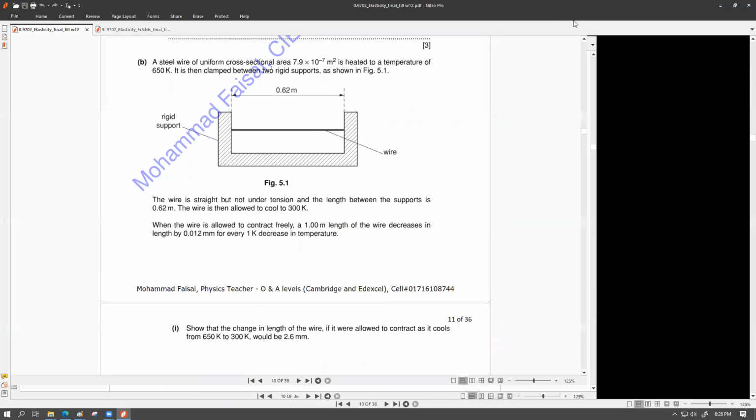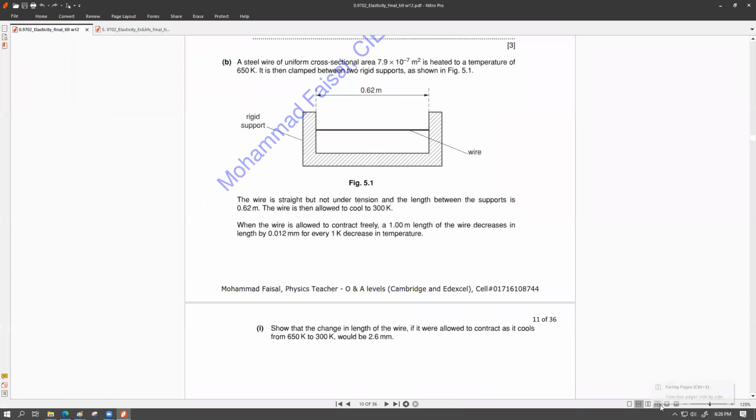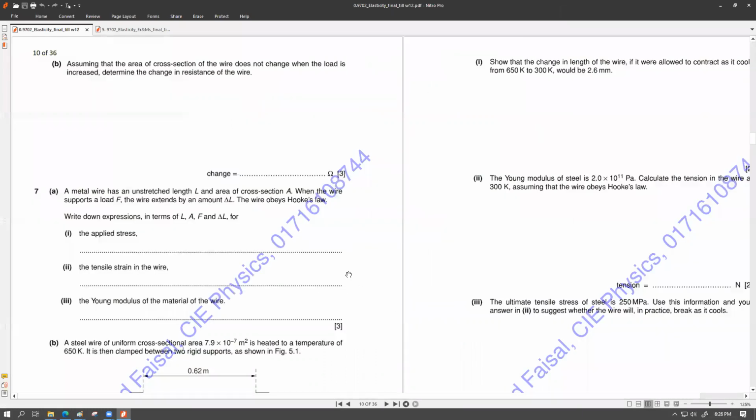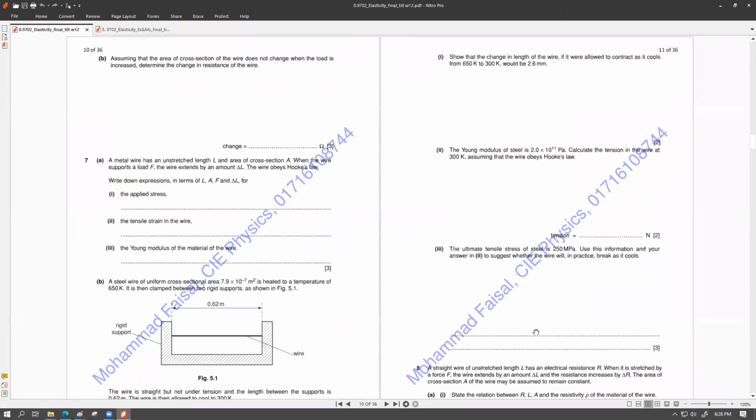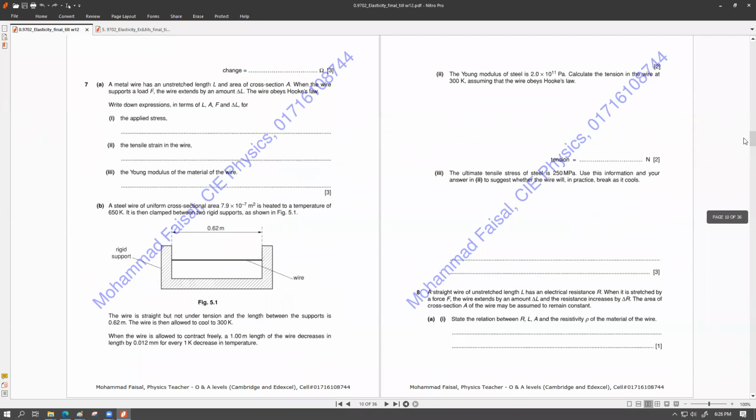Should I maximize this? Does it help? If I maximize this and take it to 100%. Kids, can you read the whole question now? I mean, is the font readable? Font size readable?